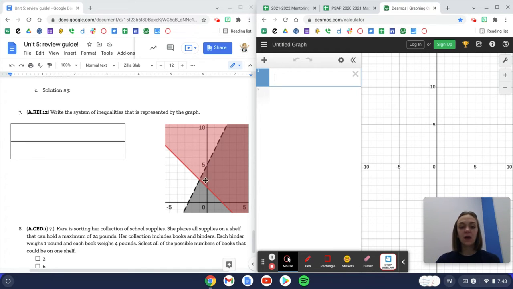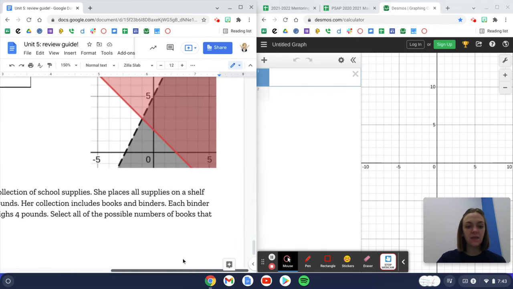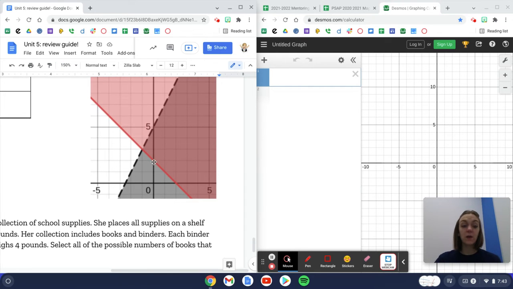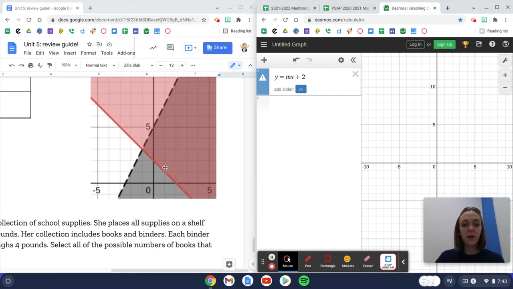So I'm going to focus on this red line first. I want to find the equation for my red line. Now, if I'm looking at it, I see that my y-intercept is at 2. So if I'm using y equals mx plus b, I'm going to have plus 2. Now I have to find my slope.